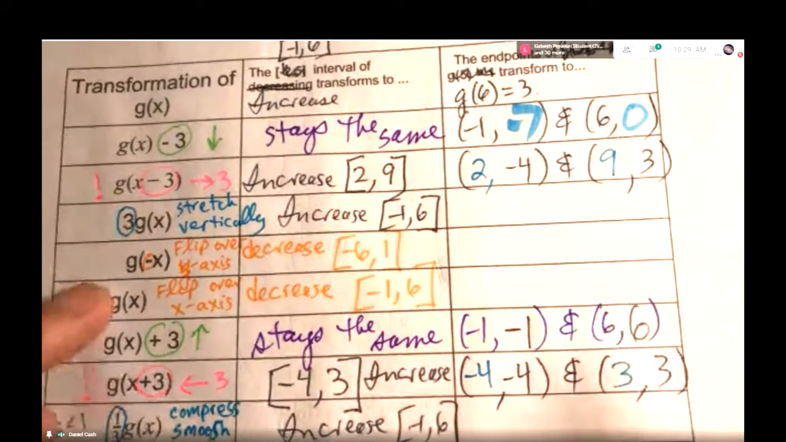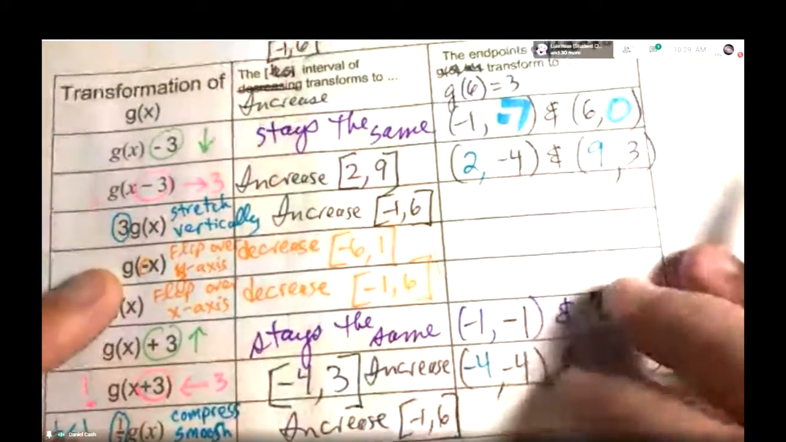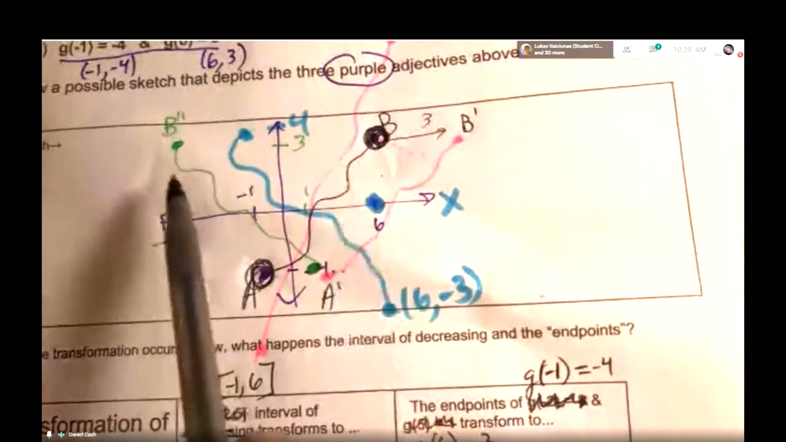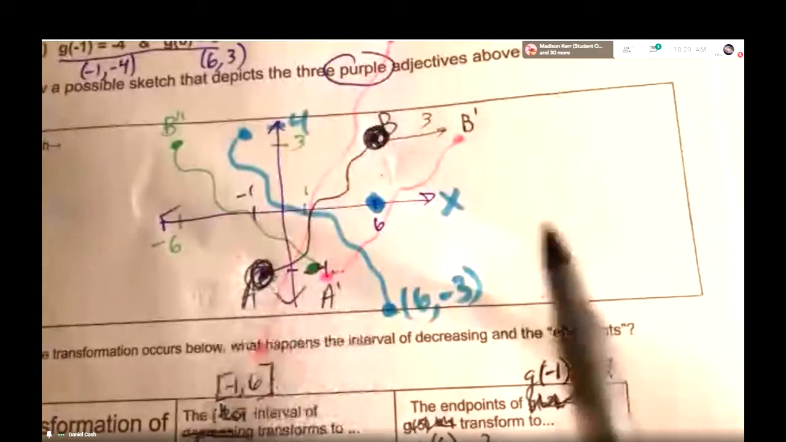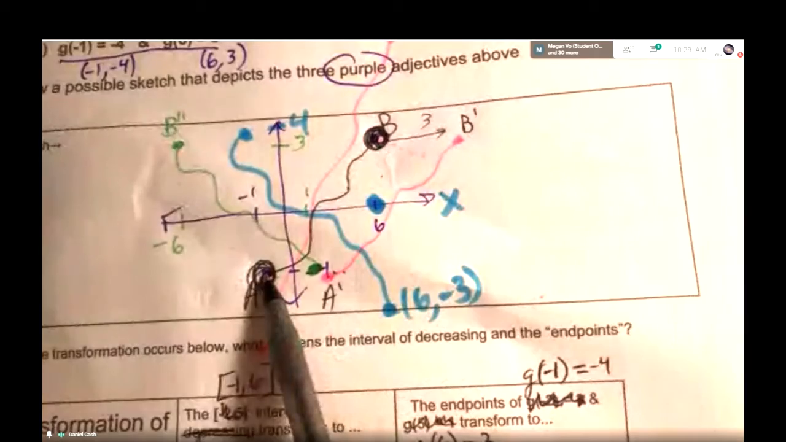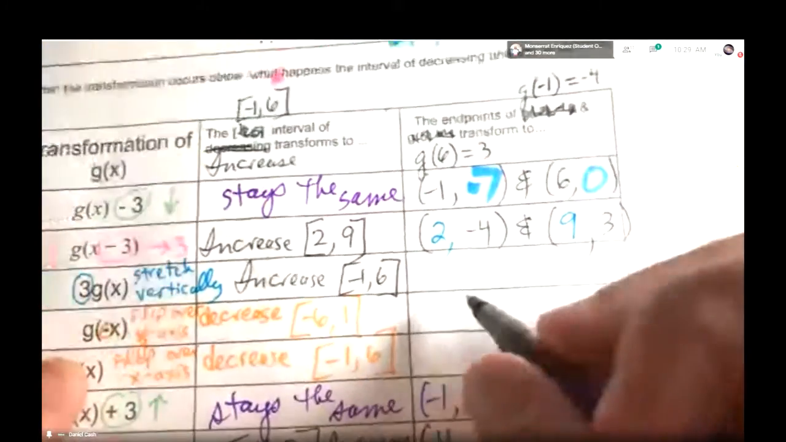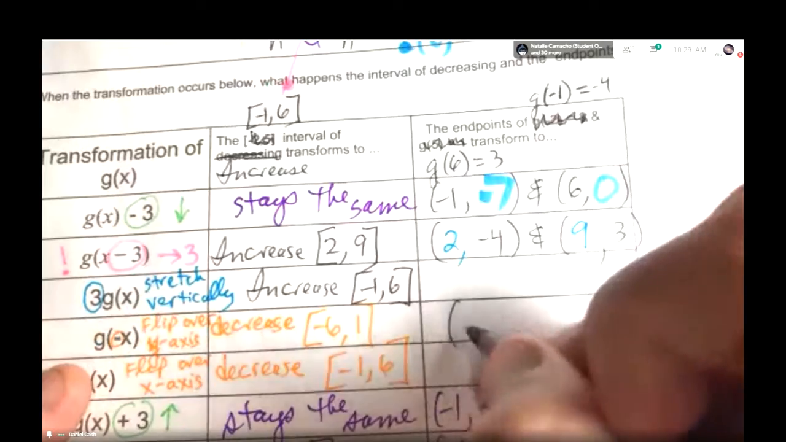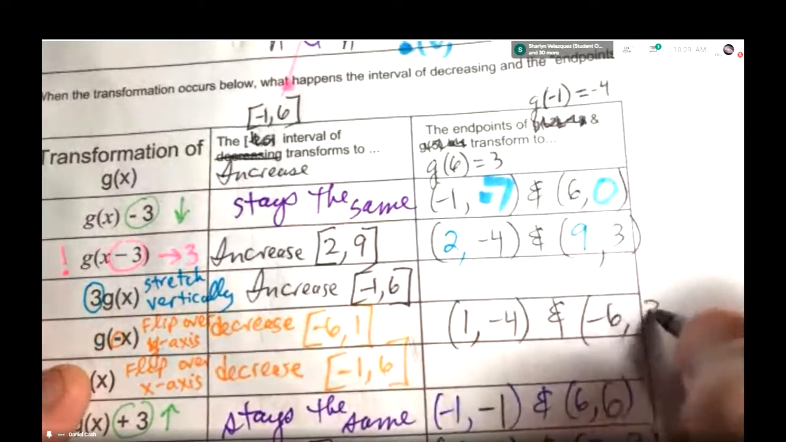Now let's talk about the reflection ones here. So I'm going to go to my graph again. If I flip this thing over the y-axis here, notice that only the x values change. They change sign, actually. So the positive 6 goes to a negative 6, and the negative 1 goes to a positive 1. The y values stay the same. So flip over y-axis, all I'm going to do is flip the signs of the x. So this is at 1, negative 4, and negative 6, comma 3.